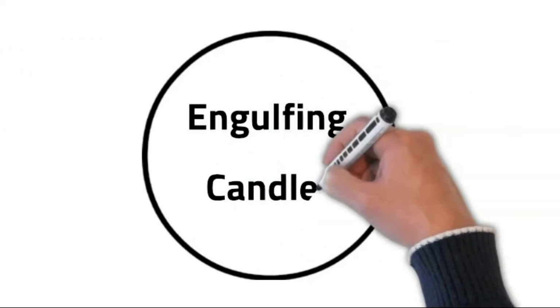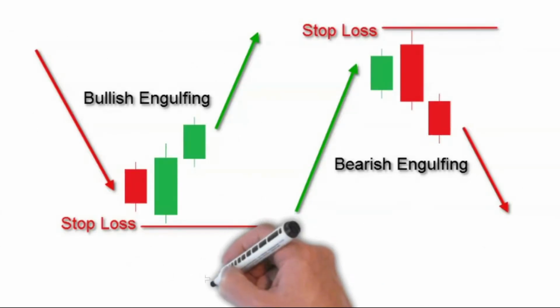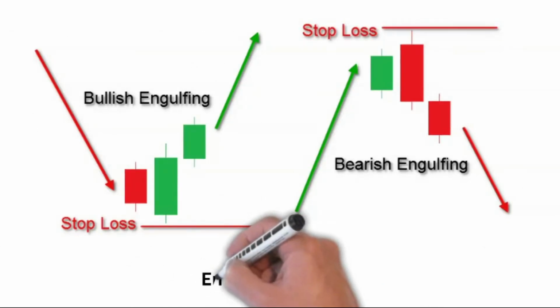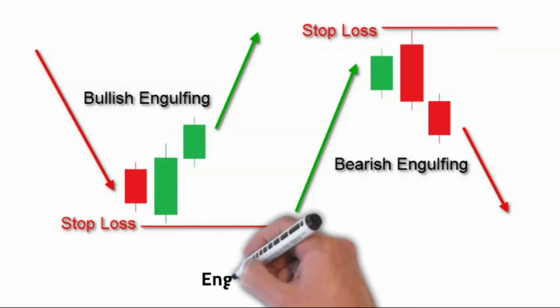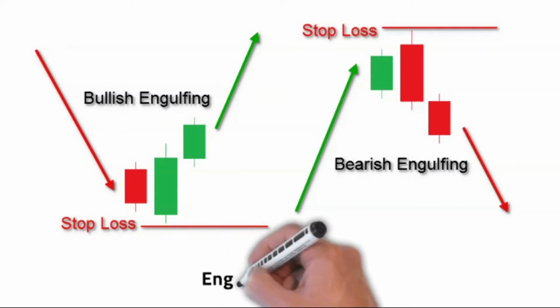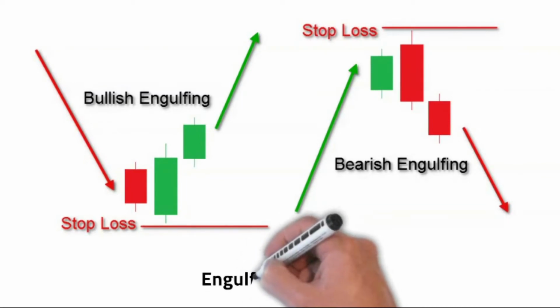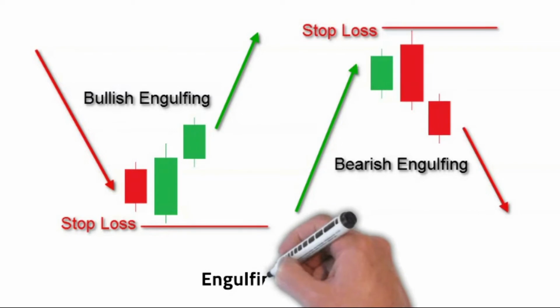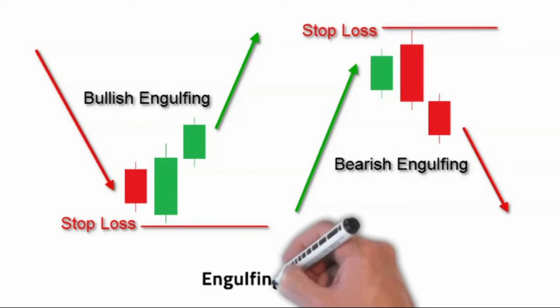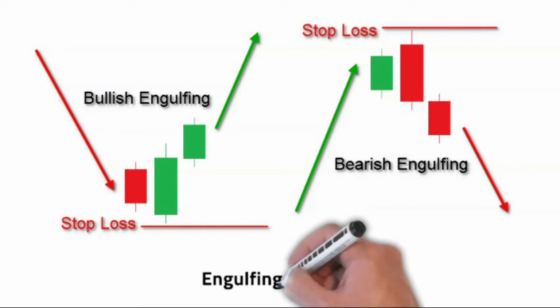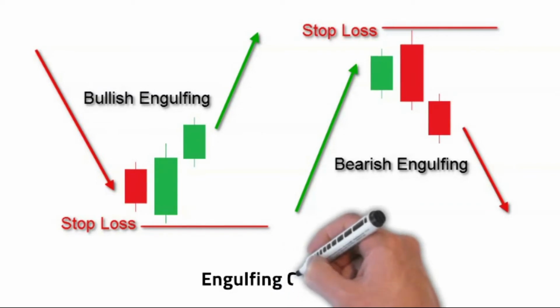Engulfing candles. There are 2 types of engulfing candles, bullish engulfing and bearish engulfing. The bullish engulfing pattern is a 2 candlestick reversal pattern that signals a strong up move may occur. It happens when a bearish candle is immediately followed by a larger bullish candle. This second candle engulfs the bearish candle. This means buyers are present in the market and that there could be a strong up move after a recent downtrend or a period of consolidation.